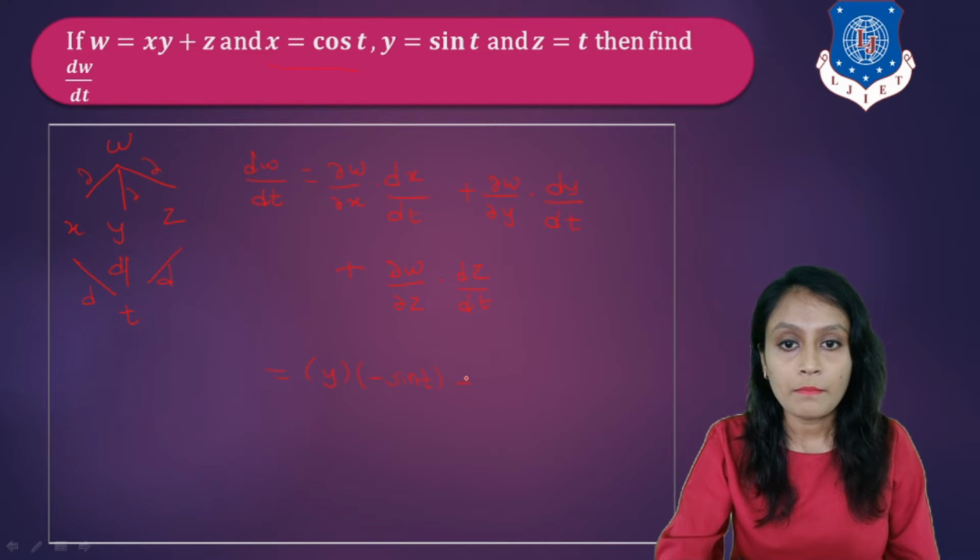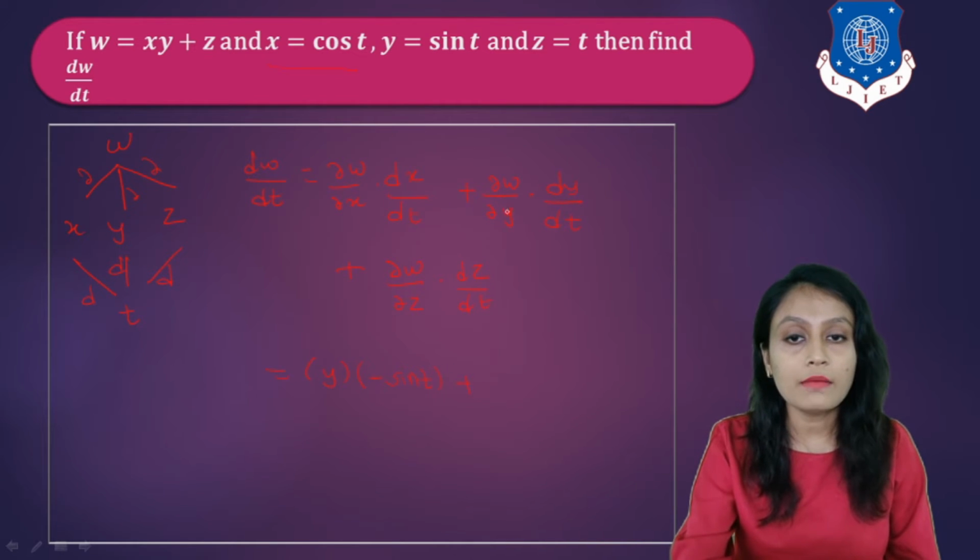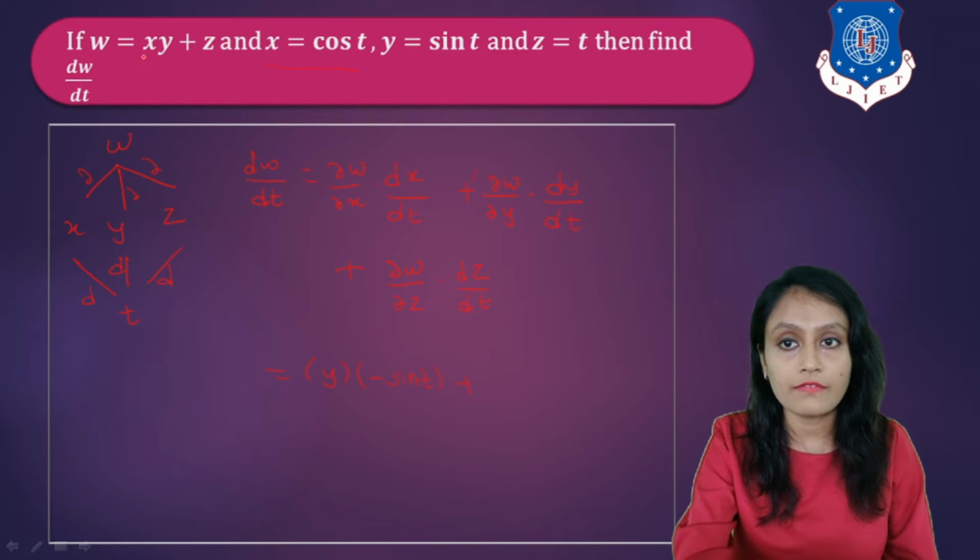Okay, plus next one, del w by del y. From here we have to take the derivative with respect to y, keeping x and z constant. So the answer will be x. So here we will write x into dy by dt, meaning derivative of y with respect to t.